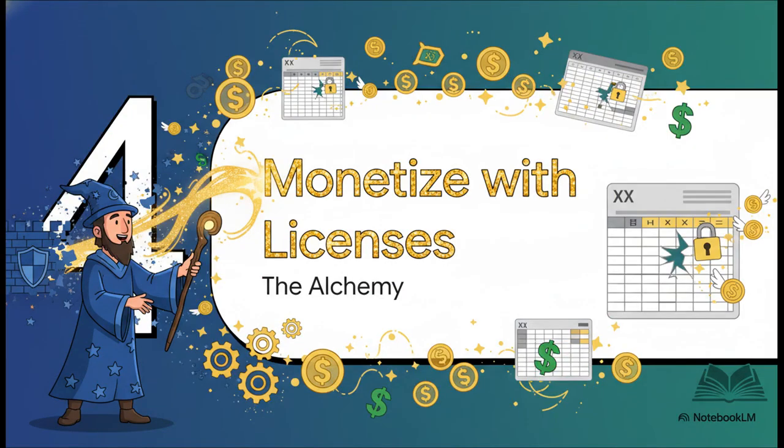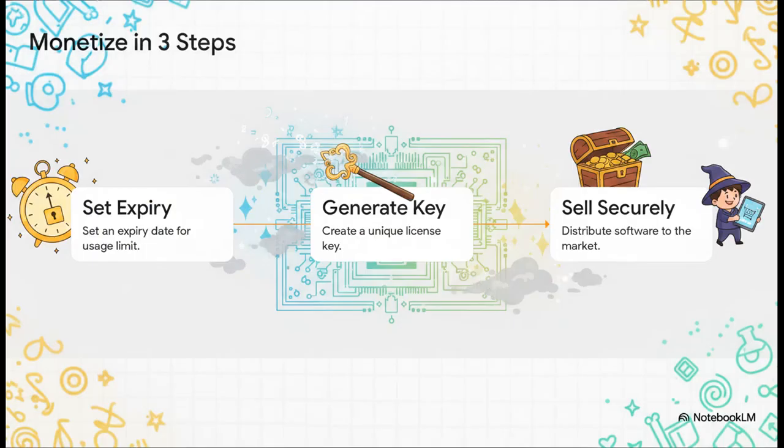Section 4. Monetize with licenses. The alchemy. This is where we pivot from pure defense into proactive offense. We're talking about turning a secured file into a real revenue-generating business. Here is the actual alchemy of turning a simple spreadsheet into a professional, monetizable software product. Step 1. Set an expiry date. Step 2. Generate a unique license key. Step 3. Sell it securely on the market.